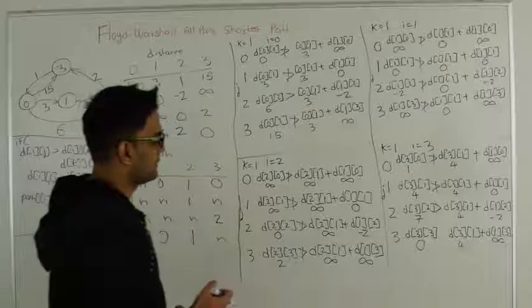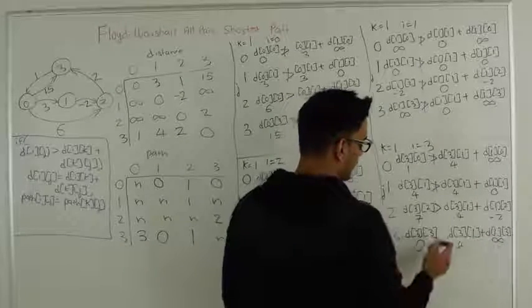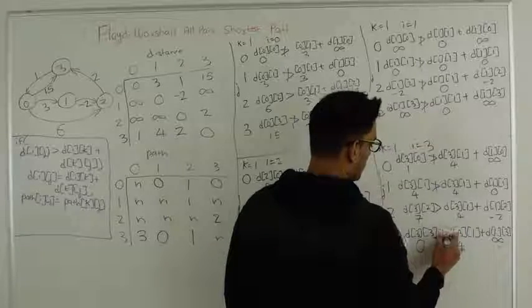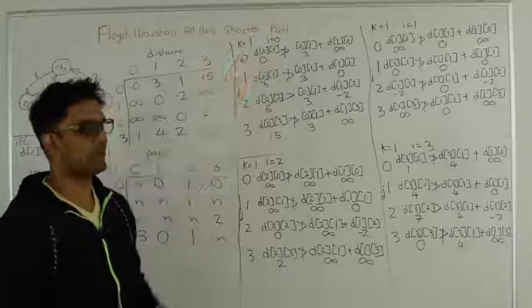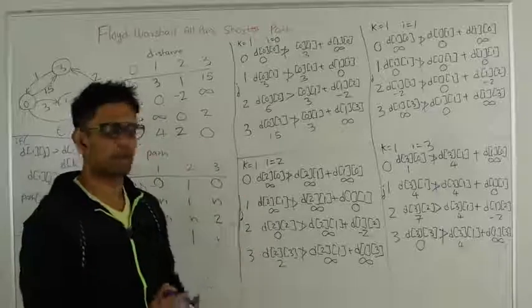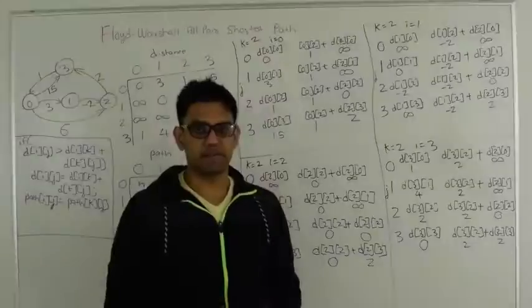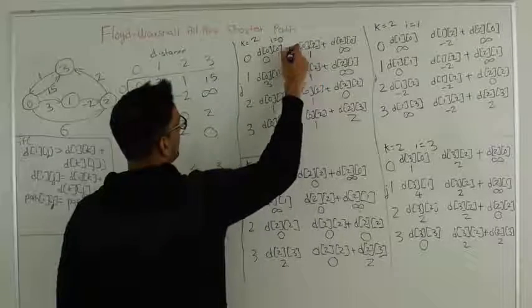So next, let's check the last one. Is 3, 3 greater than 3, 1 plus 1, 3? No. So 4 plus 0 greater than 4 plus infinity? No. So now we are done with k equal to 1. Next, we are going to increment k by 1 more and repeat the same process. So let's do that quickly. Repeating the process for k equal to 2, is 0 greater than 1 plus infinity? No.